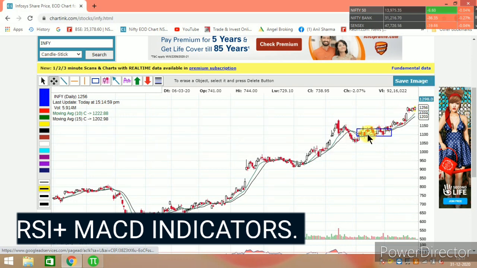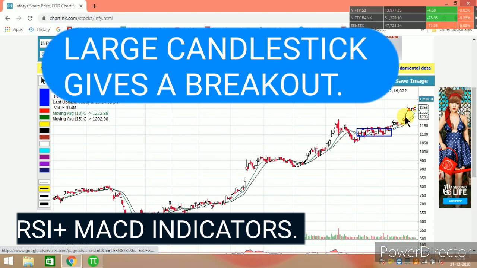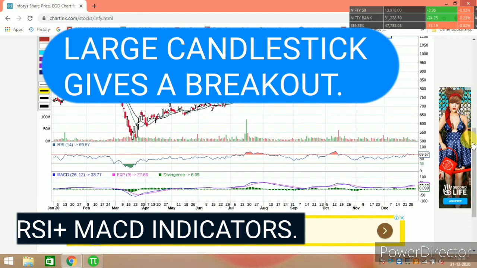Fine, friends, the candles actually show a lot here. If there is a big candle, normally it will go up. If it is a small candle, you can see the small candles here, it will not go up and the market will fall flat. So the breakout is actually given by the large candle. So here we have seen the crossover, and then let us also check.